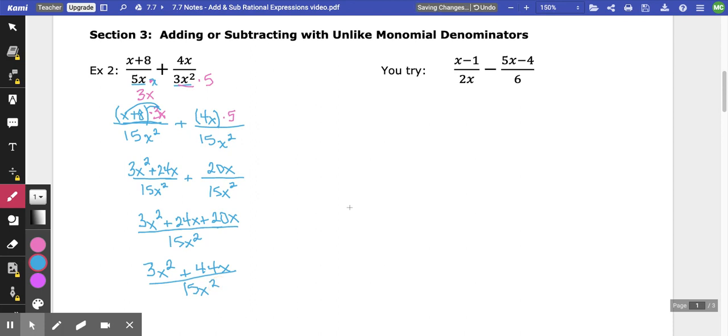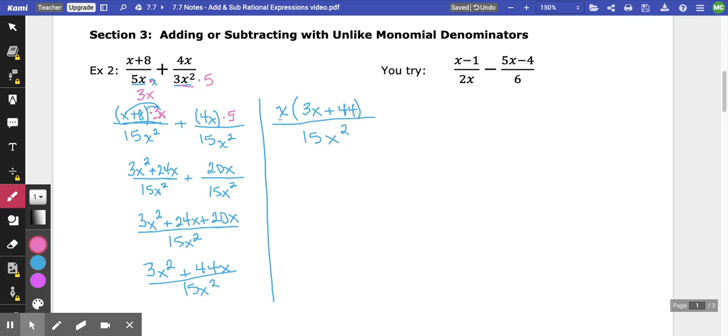Okay, and then as I mentioned on the first example, if we can reduce that, we really should. I notice in my numerator, the two terms that are there have an x in common. So that means it can be factored. So I'm going to go ahead and factor it. I'm going to take out that common factor x. That would make a 3x plus 44 inside the parentheses. On the bottom, I still have 15x squared.